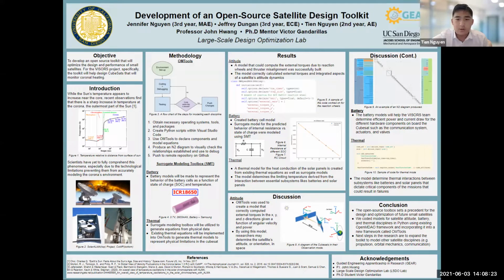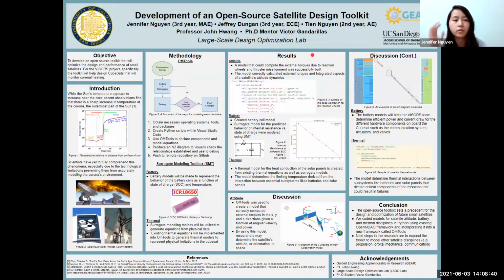Once we had our surrogate model, we combined them with existing thermal equations to create a comprehensive view of our system. These equations are then implemented into OM tools to generate a model representing the physical thermal limitations of the CubeSat.